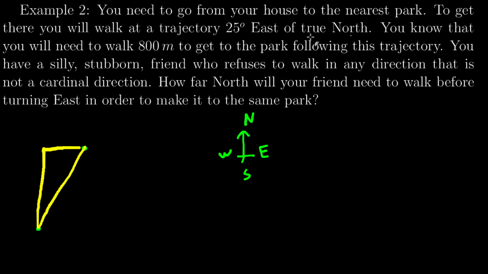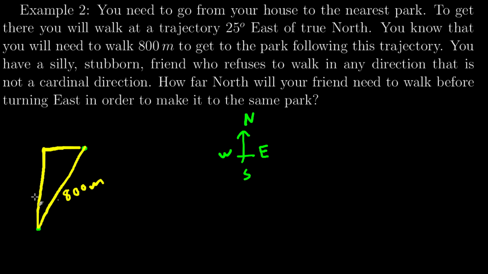Okay. And you know that if you walk 800 meters, that'll get you there. You have a silly, stubborn friend who refuses to walk any direction that is not a cardinal direction. So your friend will only walk north, east, south, or west. I don't know why he's your friend, but all right. So how far north will your friend have to walk before turning east?